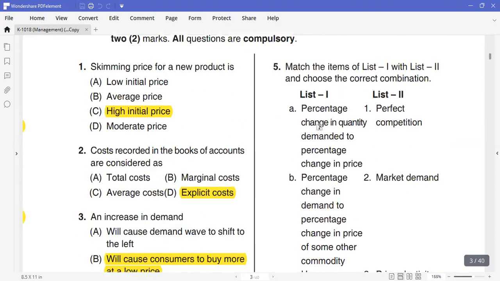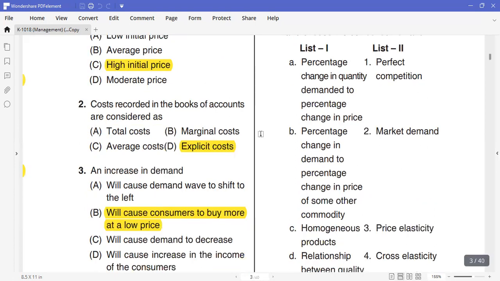The first question is the skimming price for a new product. The correct answer is I, initial price. Here the companies are going to keep the price of a product very high initially. So such a pricing mechanism is called the skimming price. Second question, costs recorded in books of the accounts are considered to be explicit cost. That is the cost whatever the companies are incurring in day-to-day transactions. So these costs are recorded as explicit costs.